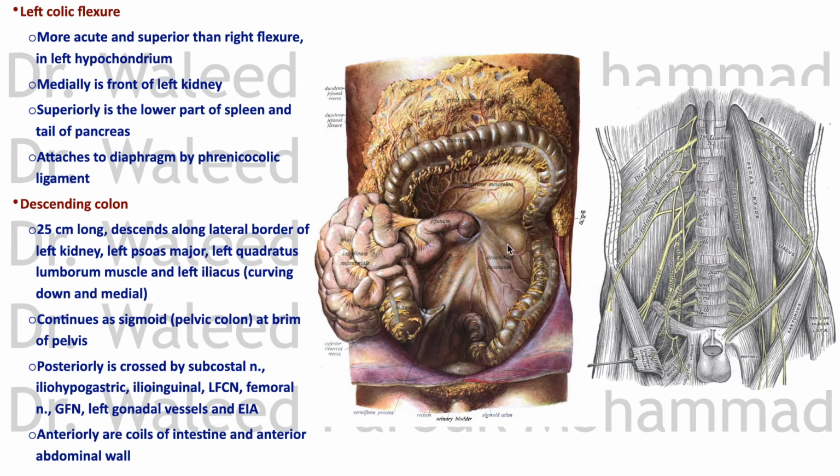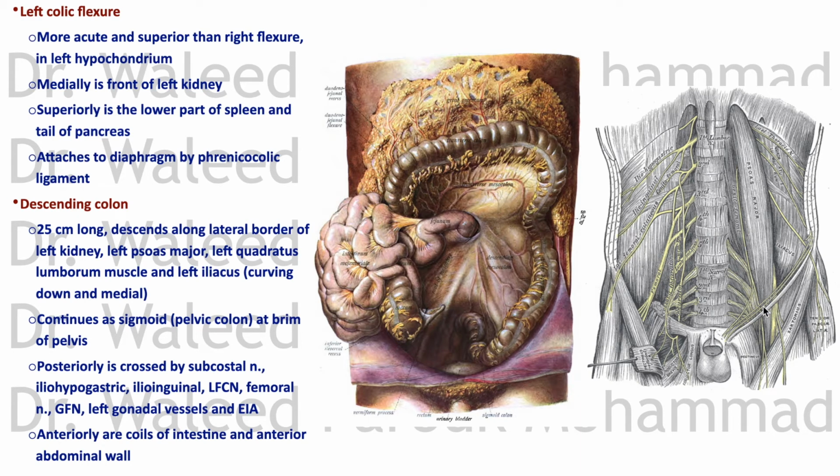The descending colon is longer than the right. It's around 25 centimeters long. It descends on the lateral side. As I said before, it has the same posterior relations, the quadratus lumborum and the iliacus, with the nerves intervening, but add superiorly the subcostal nerve and vessels. And because the descending colon goes medially as you go down, it crosses the psoas major muscle with structures on top, which are the ureter, the gonadal vessels, and the genitofemoral nerve. All these are posterior relations to the descending colon.